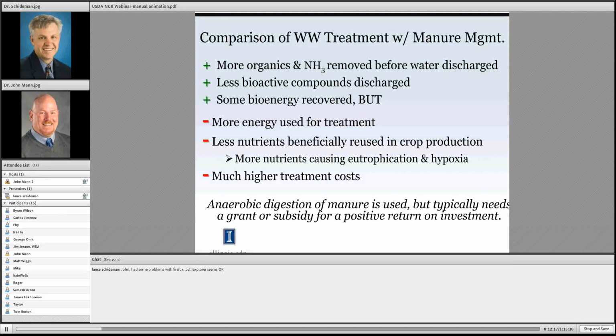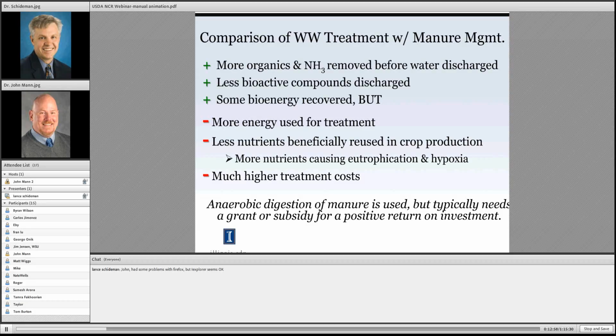If we compare wastewater treatment and manure management, overall with wastewater treatment there's more organics and ammonia removed before the water is discharged. There's less bioactive compounds discharged with wastewater treatment, and there is some bioenergy recovered. However, the downsides are that you're using much more energy for the treatment, in particular the aeration is a significant energy burden for the wastewater treatment process. Less of the nutrients are beneficially reused in crop production, and therefore more of them contribute to eutrophication and hypoxia. And then finally, it's a much higher cost system. You're trading capital costs for the lower environmental impacts.